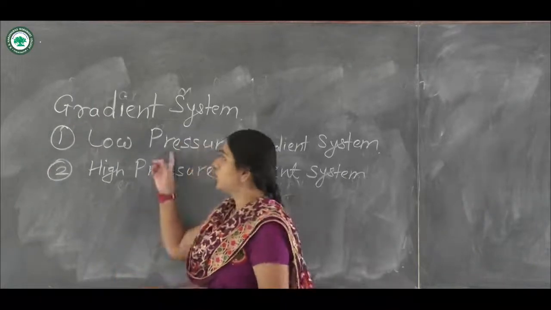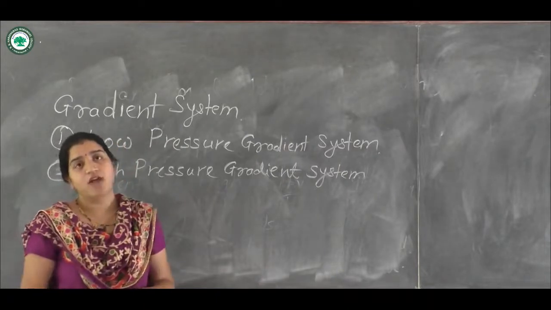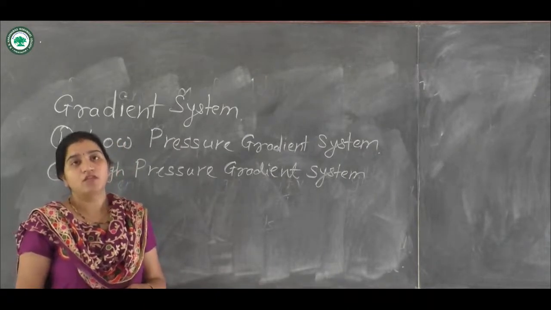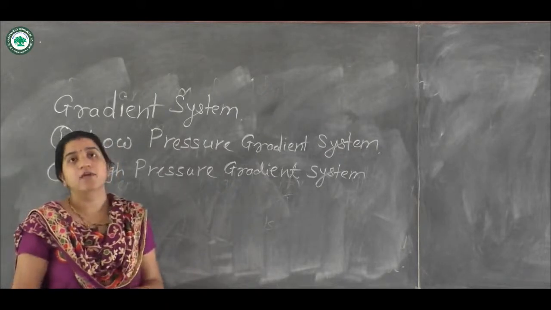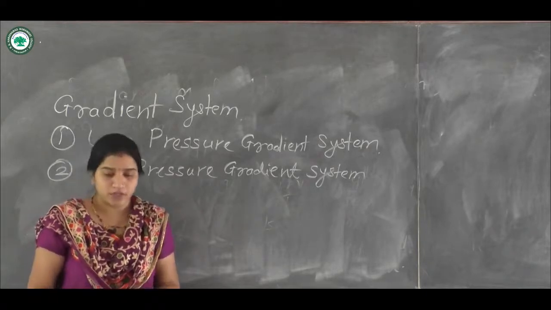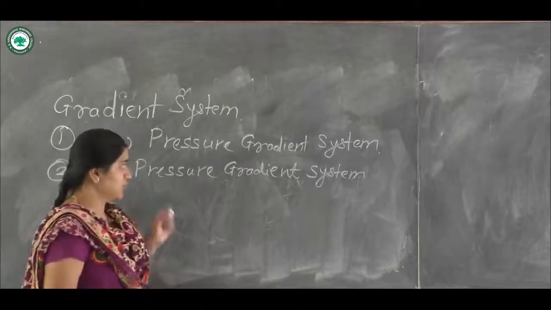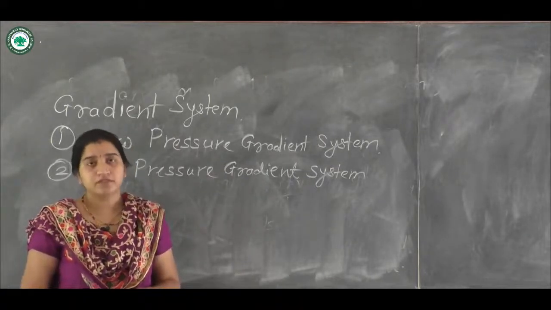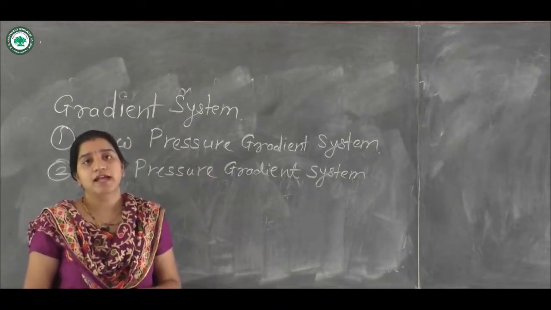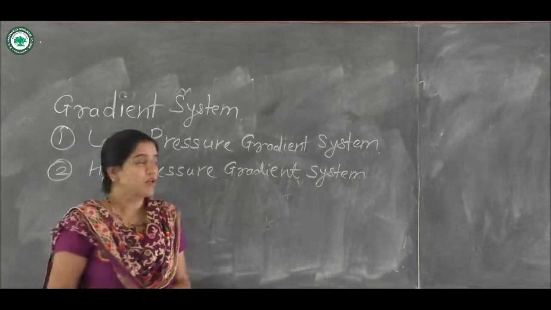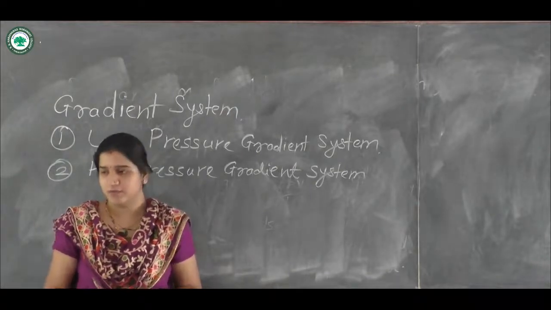In the low pressure gradient system, you are using a single pump, and in the high pressure gradient system, you are using more than one pump. So this is about the gradient system, and the detectors which are suitable for gradient elution are normally the UV detector. Before starting the description, we will first see the diagrammatic representation of the low pressure gradient system and the high pressure gradient system, and then we will see its description.